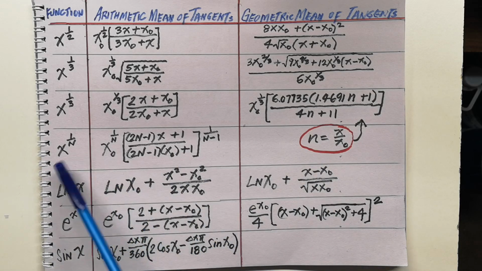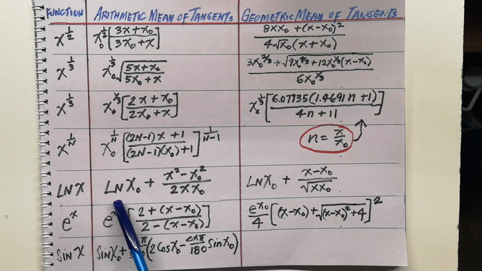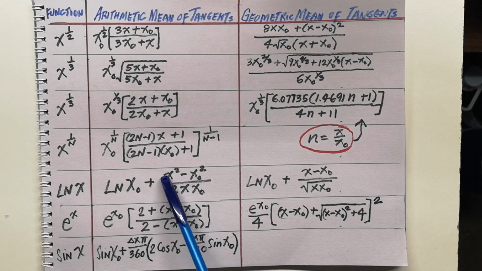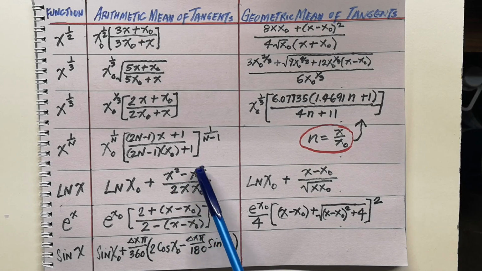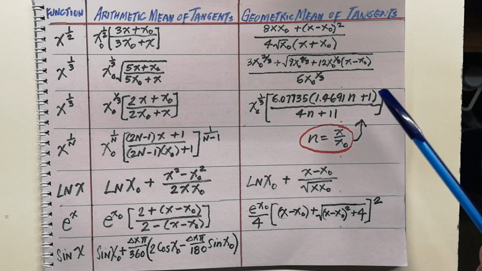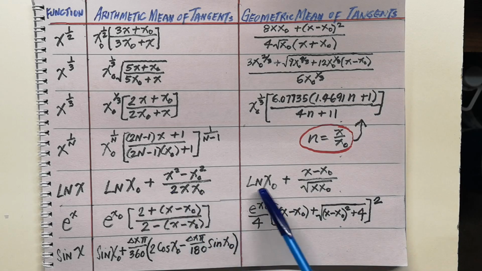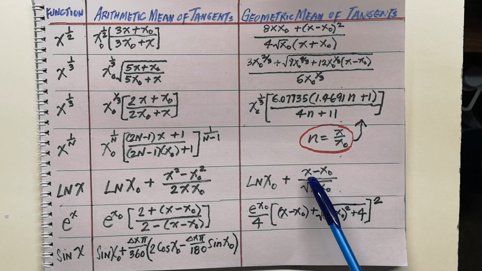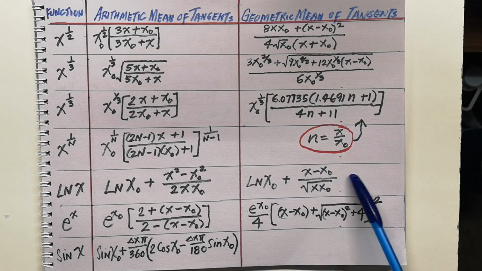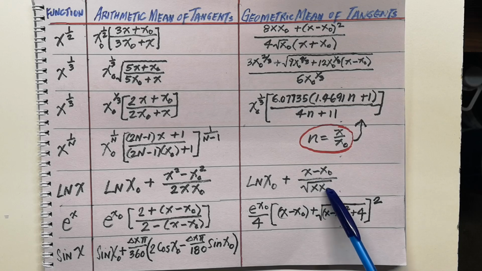But anyway, the next function, ln of x. For the arithmetic mean, ln of x is equal to ln of x sub 0 plus x squared minus x sub 0 squared divided by 2x x sub 0. And for the geometric mean, it is equal to ln of x sub 0 plus x minus x sub 0 divided by the square root of x sub 0.